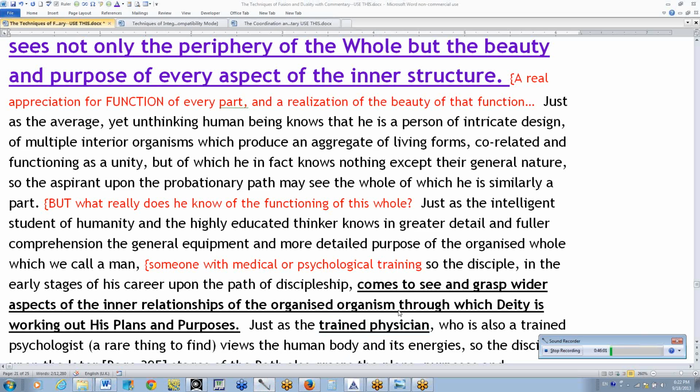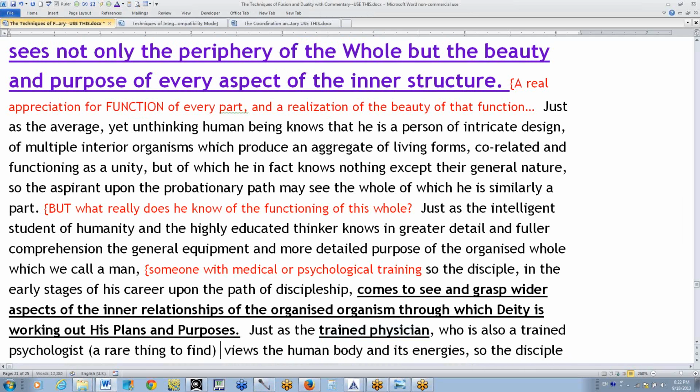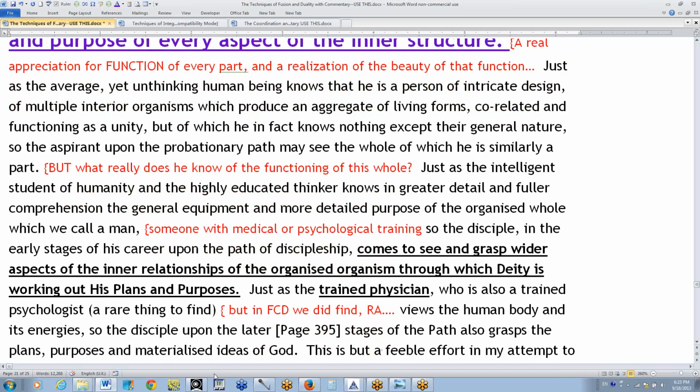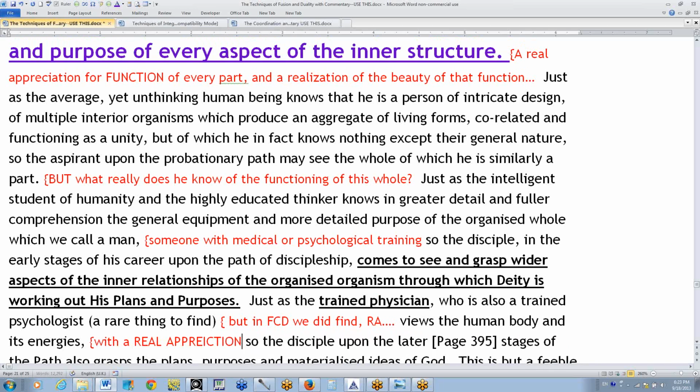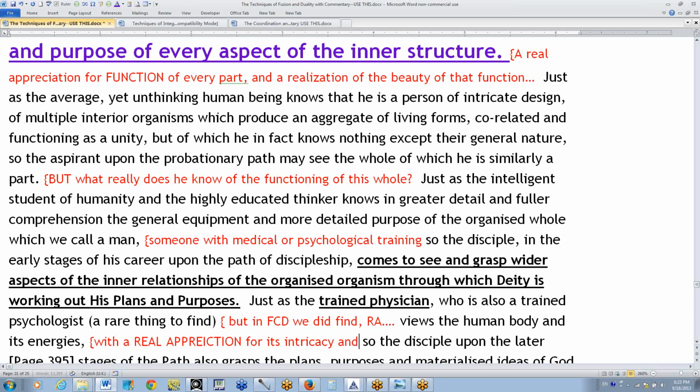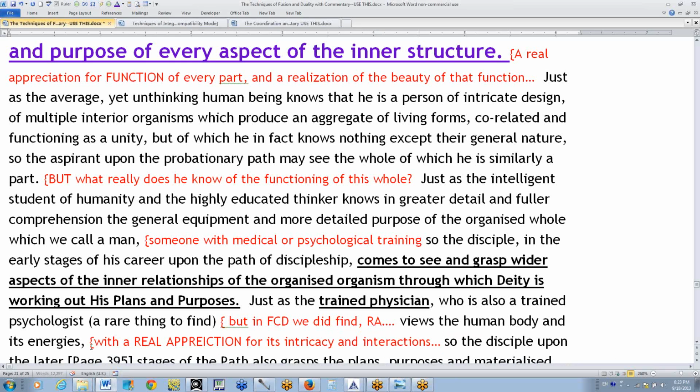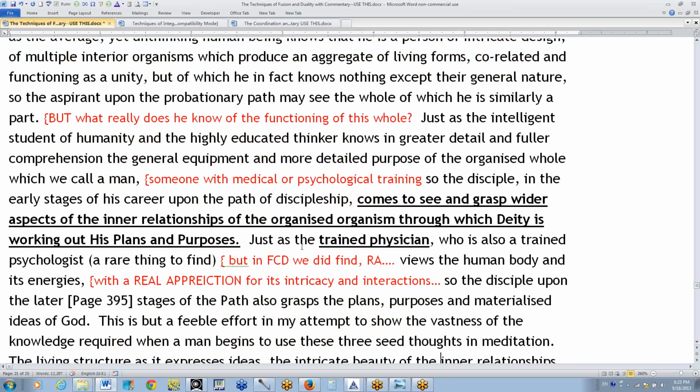Just as the trained physician, who is also a trained psychologist, a rare thing to find, but in FCD, we did find it. That was Roberto Assagioli, who was involved with the Tibetan's group, as we know, and it was a high disciple of Master K.H. Just as the trained physician, who is also a trained psychologist, views the human body and its energies, well, with a real appreciation for its intricacy and interactions, so the disciple upon the latter stages of the path also grasps the plans, purposes, and materialized ideas of God.